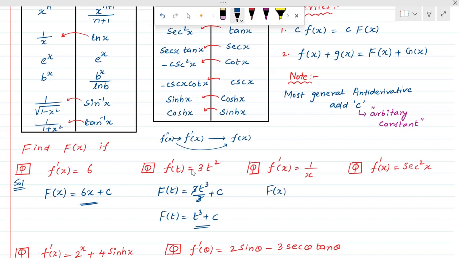Now the next one, f of x equals 1 over x. What is the 1 over x formula? Therefore it is ln x, ln x plus c. Then f of a, which is given by secant square, which gives tan. Tan x plus c.